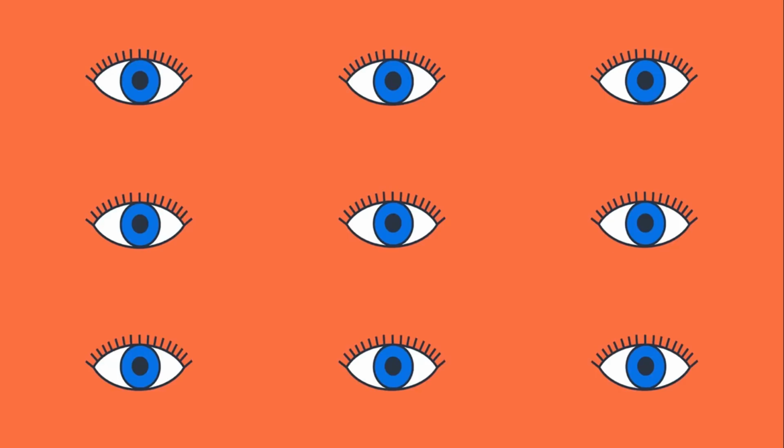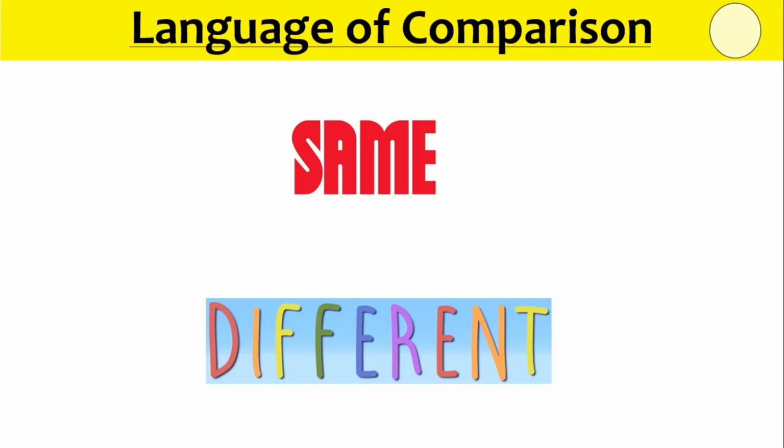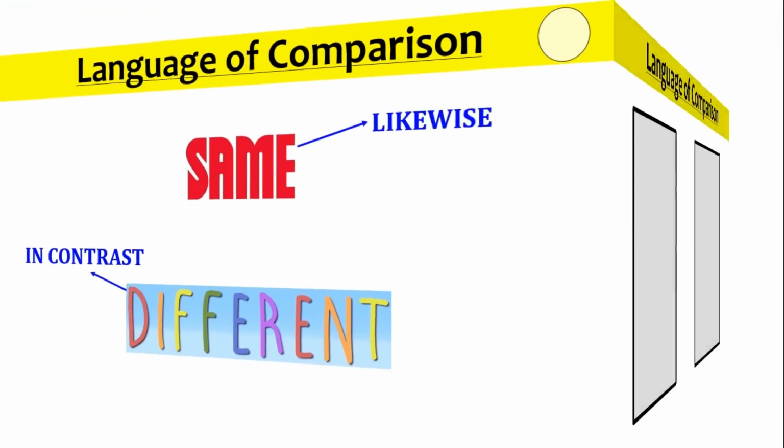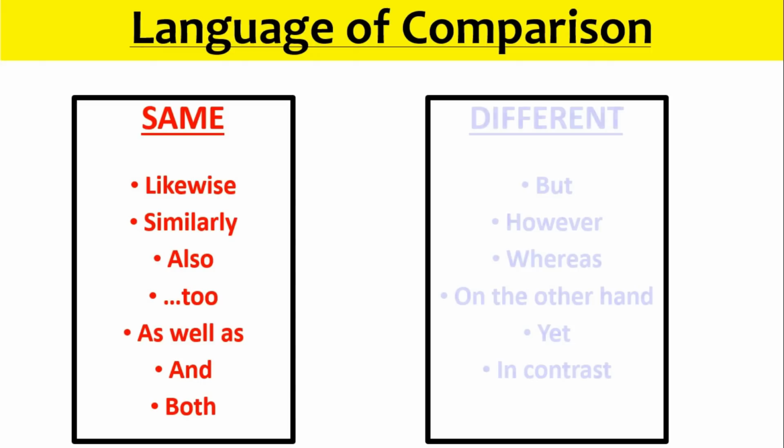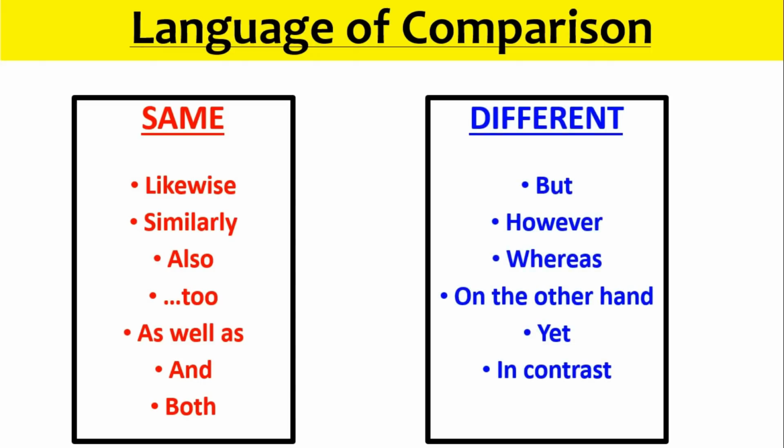Okay, so what's the same, what's different, and how can we make sure it's clear to the examiner? We're going to try and use these words: same, likewise, similarly, also, too, as well as, different, but, however, whereas, on the other hand. I would say don't worry about using loads of different ones. Almost make your mind up before you go into the exam: what word are you going to use for same?